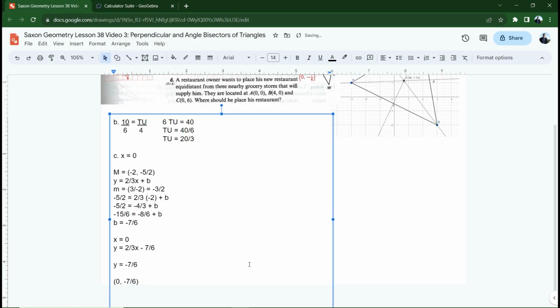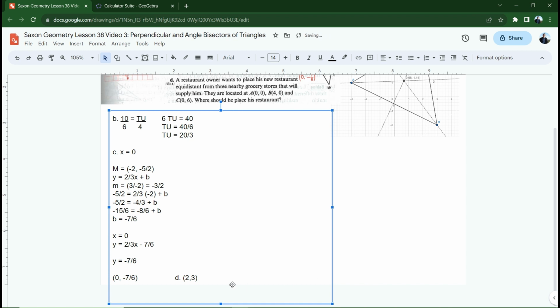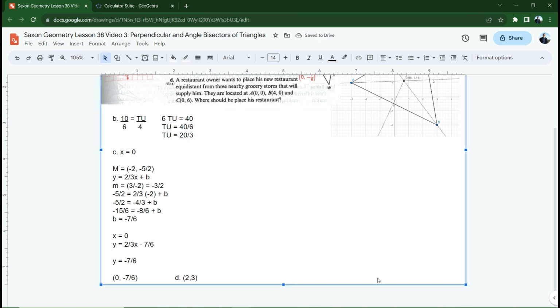So I could say that the answer to D, and I just went off the page. Hold on. Let's just go over here. D is (2, 3). That one is super simple. And that's it. That's all I have to do for that one. That is my circumcenter.